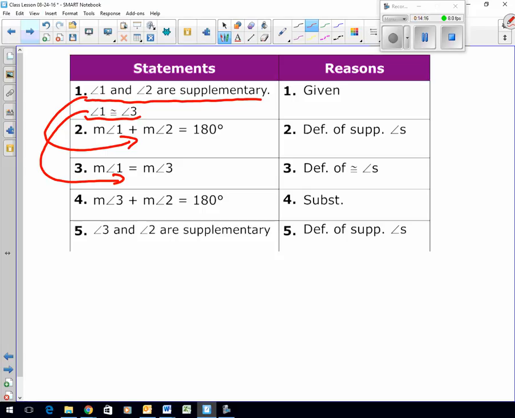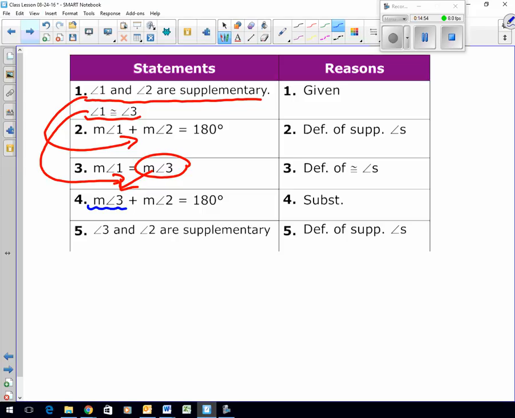If 1 plus 2 is 180 and 1 equals 3, I can substitute 3 in for 1. I can substitute the measure of angle 3 into the measure of angle 1 and include it into my original statement up here, right? All that happened: I took what I knew about 3, what I knew about 1, they're equal to each other. I substituted them, right? Okay. After I substitute them, I get this statement right here.